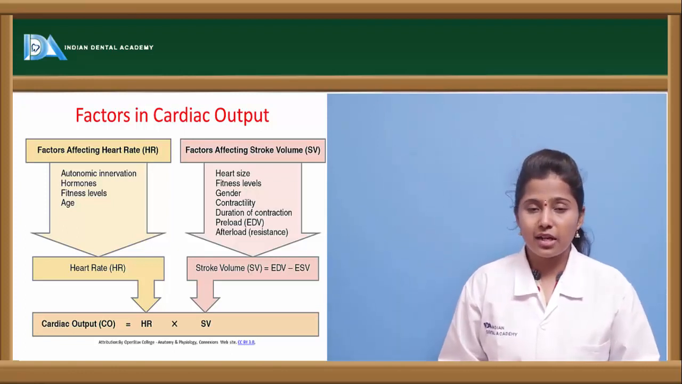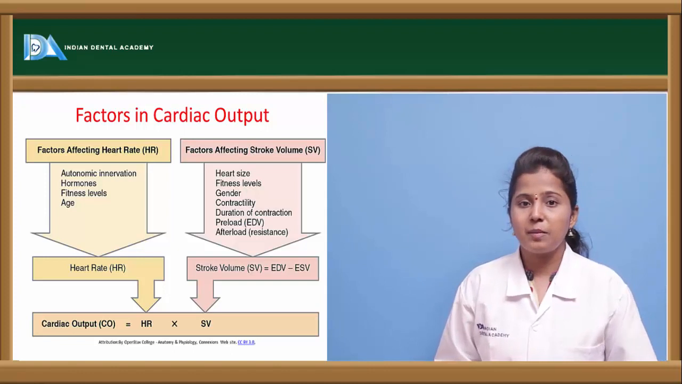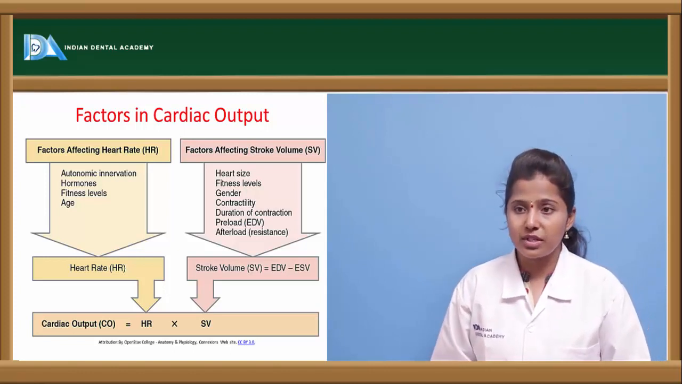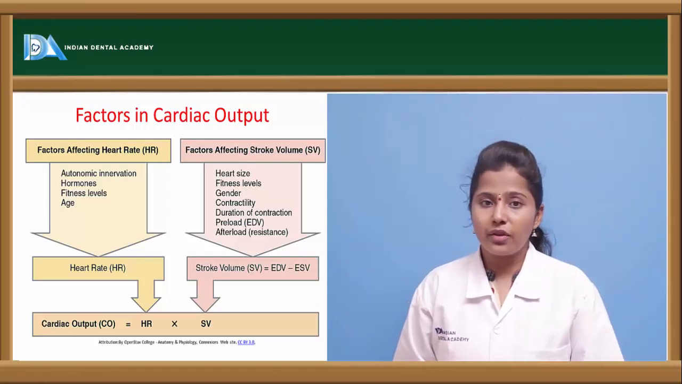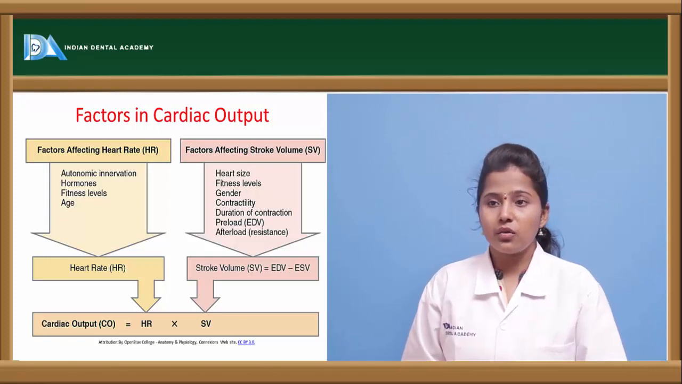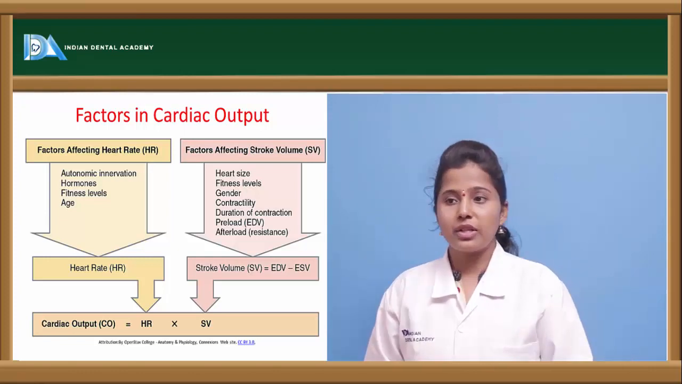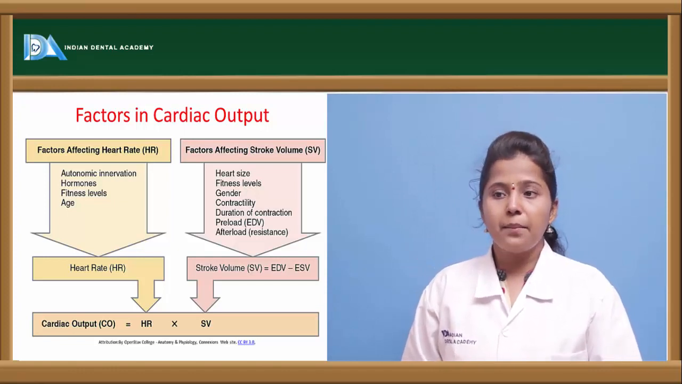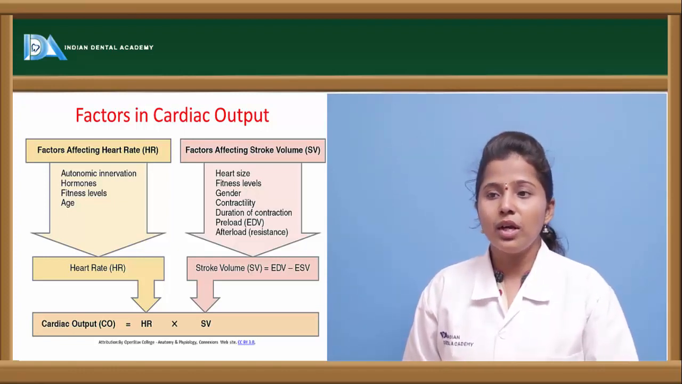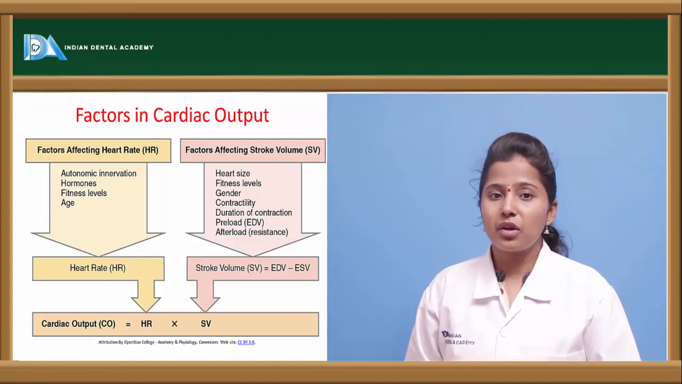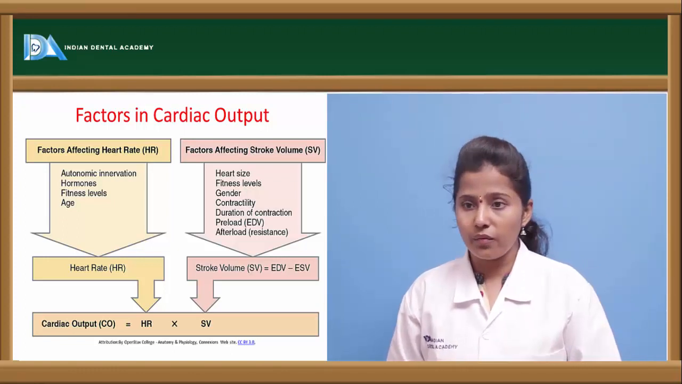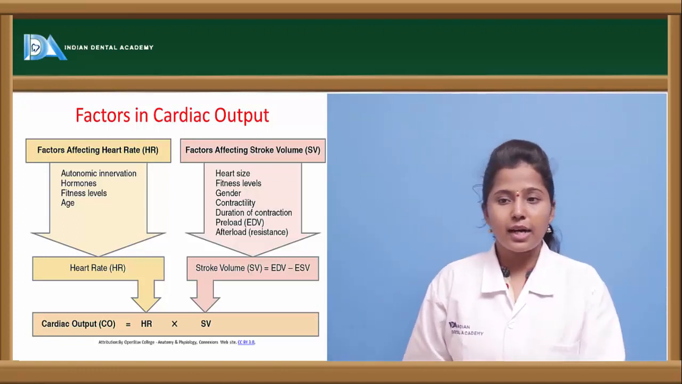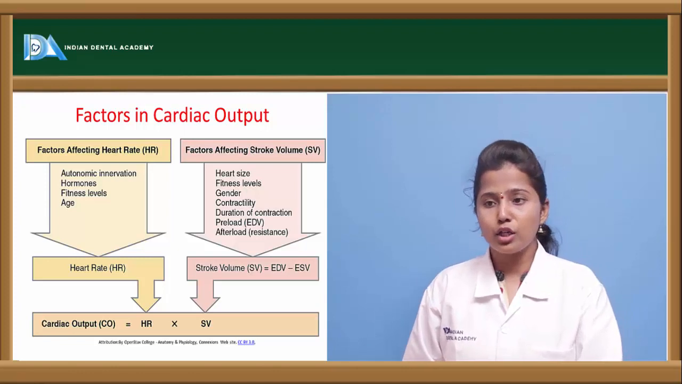And fitness levels, and gender: depending upon whether male or female, the stroke volume differs. And contractility of the heart, how the heart is contracting, based on that also stroke volume is determined. Duration of contraction, preload and afterload resistance. So when preload and afterload vary, stroke volume will also vary. And as we saw, cardiac output is the result of heart rate and stroke volume.